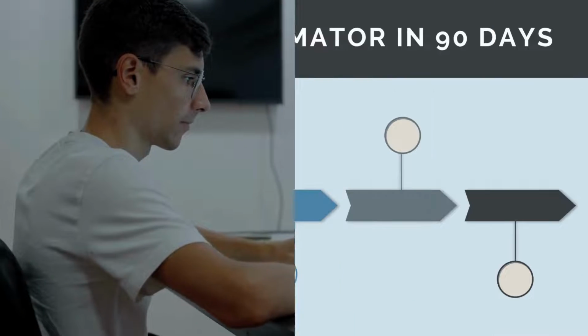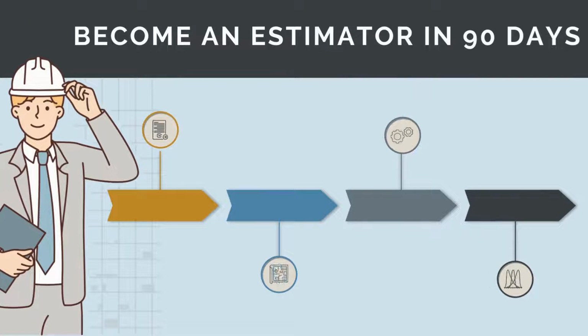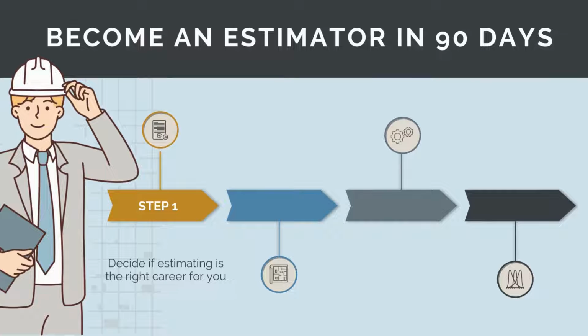Our 4-step process to becoming an estimator is simple. Step 1 is to decide if estimating is the right career for you. Before you get started on this journey, it will save you a lot of time and energy to work out if estimating is the right career for you. Step 2, which you complete in the first month, is to understand the fundamentals. Take some training courses to understand the fundamental construction cost estimating skills you will need to master.